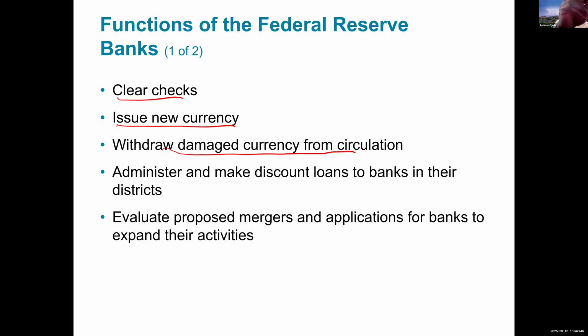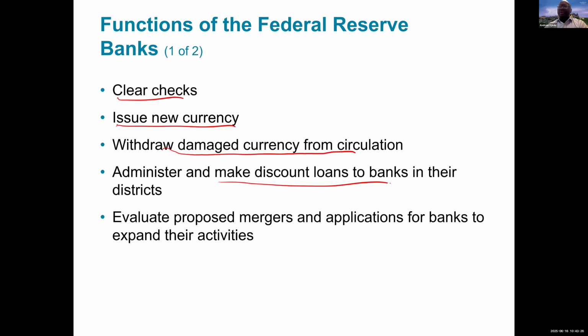And then each district branch is also going to administer and make discount loans to banks in their district. I told you guys already that if you own a commercial bank in Texas and you want to apply for a discount loan from the Federal Reserve, because the Federal Reserve is a banker's bank, and they charge a discount rate, we saw that even in Chapter 9. If my bank is in Texas, because the jurisdiction is the Dallas Fed, then I have to apply through the Dallas Fed.